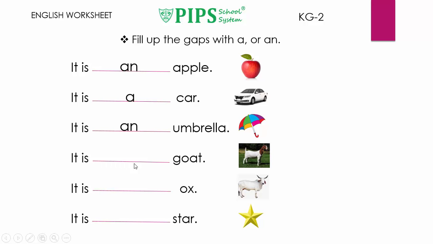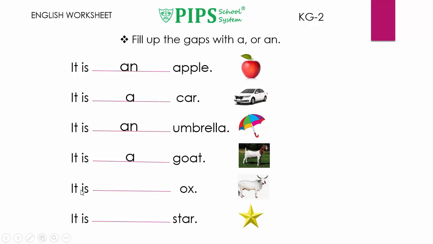The next sentence is, it is dash goat. You can see the initial letter of goat is G and G is not a vowel letter, it is a consonant letter. Now we will write letter A in the empty space like this. So the sentence is, it is a goat.